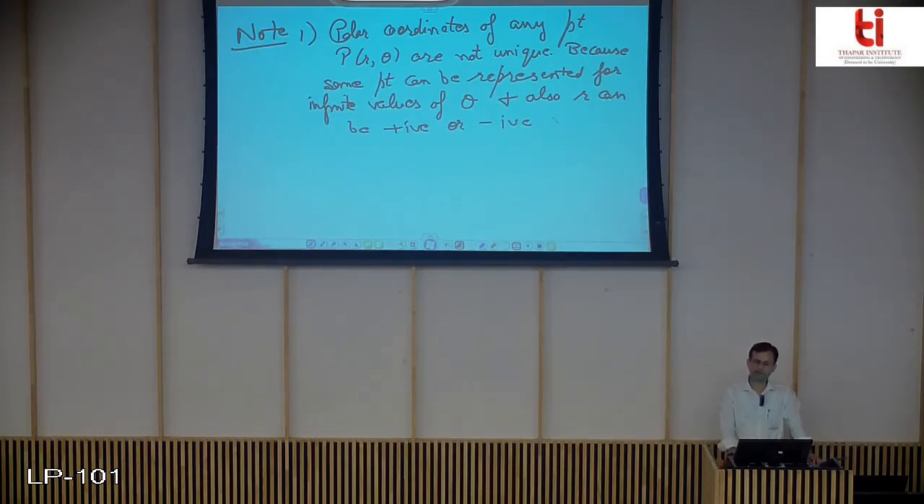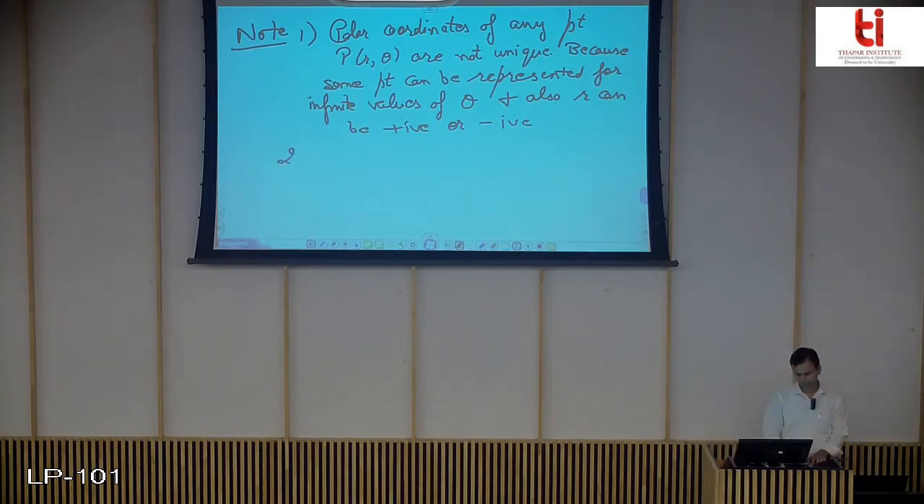What is the reason? The reason is that the angle theta can have infinitely many values for the same point, and even R can be positive or negative. That is why we have no unique representation for any polar coordinate. It can have infinitely many representations.